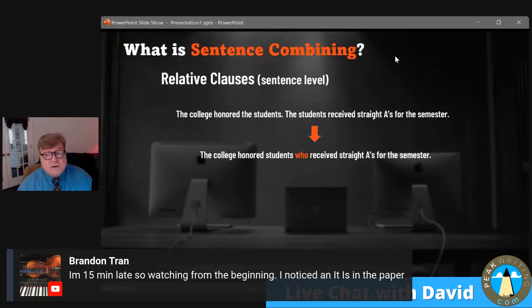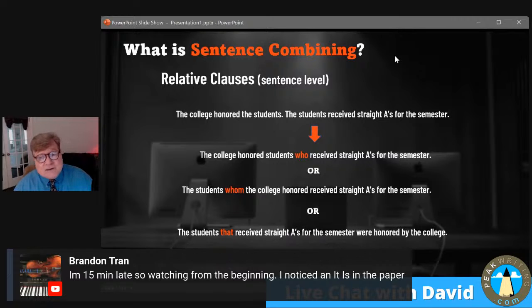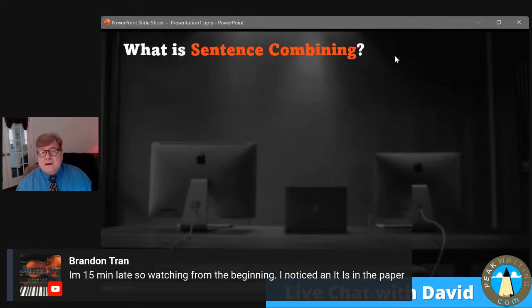The college honored students that received straight A's. There are different ways of doing it that fit your particular needs. You could also say the students whom the college honored received straight A's, or students that received straight A's for the semester were honored. So as you can see, sentence combining gives you a lot of tools in your toolkit. It gives you a lot of different ways of writing your sentences to fulfill your specific needs at a specific place in your writing.